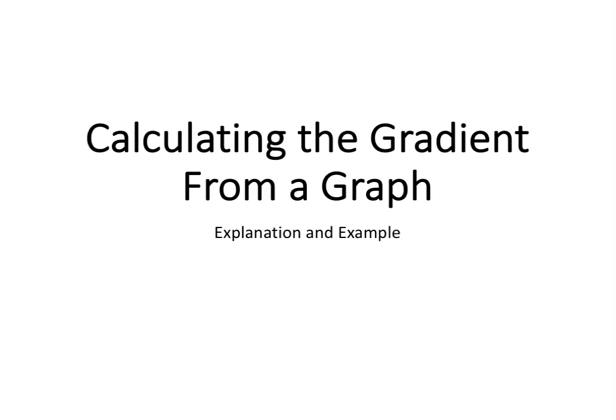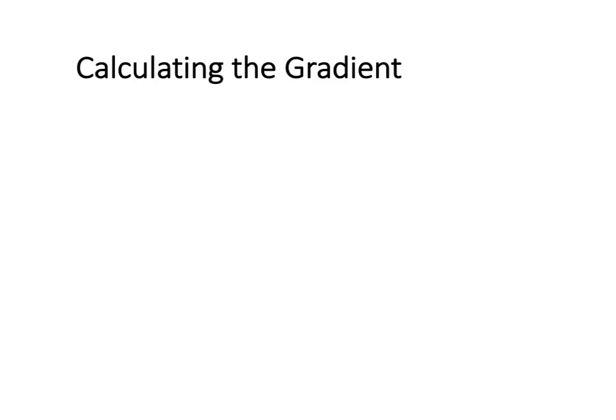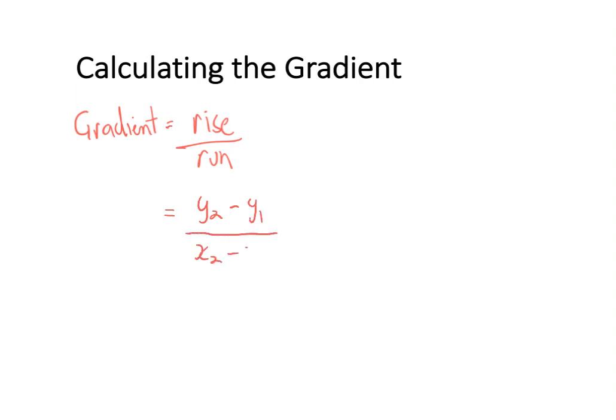In this video, we're going to have a look at how to calculate the gradient of a line from a graph. Gradient refers to the slope of the line. Now, there are two formulas that we use when calculating the gradient. So gradient is equal to rise over run, or gradient is equal to y2 minus y1 over x2 minus x1.